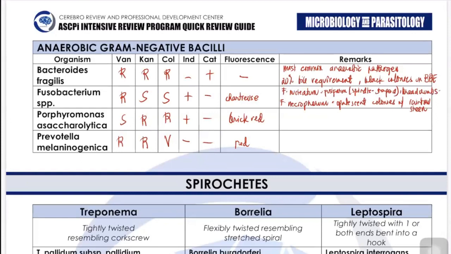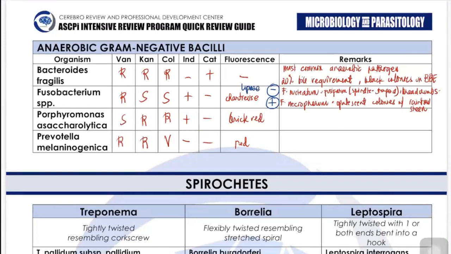These two can be differentiated with the use of lipase. Fusobacterium nucleatum is lipase negative, whereas Fusobacterium necrophorum is lipase positive. So take note, the blue one is for lipase.